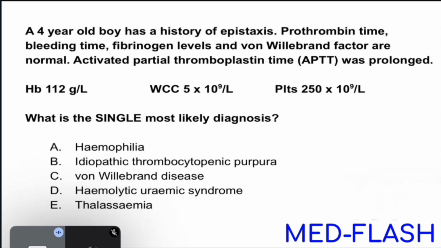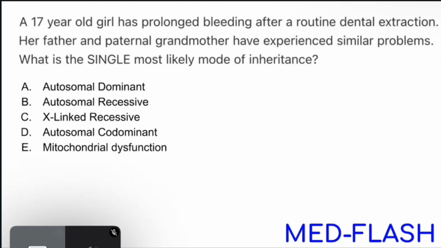But the answer is hemophilia. Okay, one more question. If they have not given us a lot of information, they would be testing us based on what this condition can be, or what the mode of inheritance can be, the genetic aspect. So, a 17-year-old girl has prolonged bleeding from a routine dental extraction.